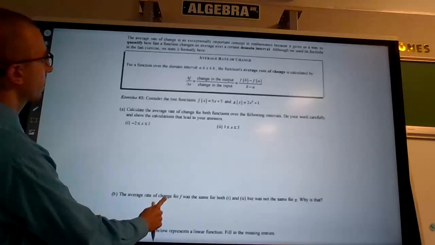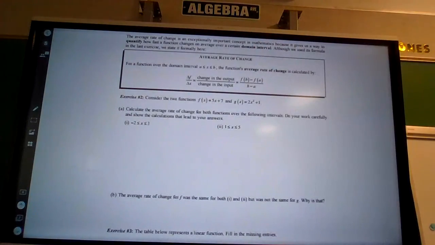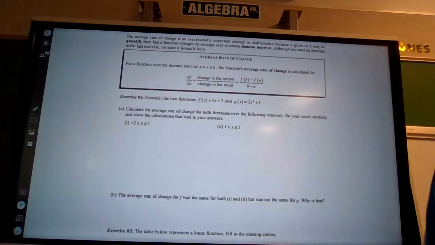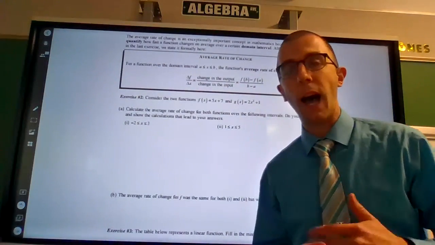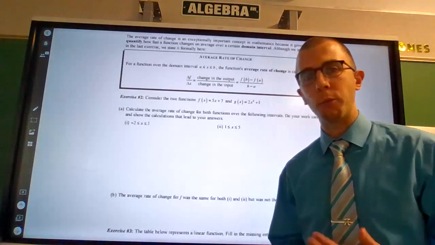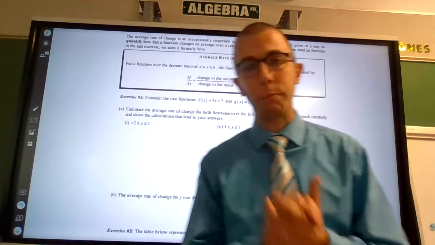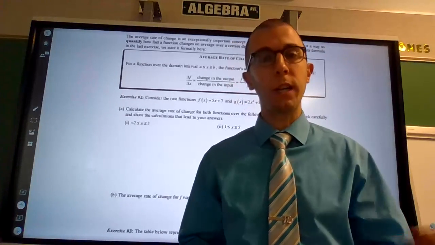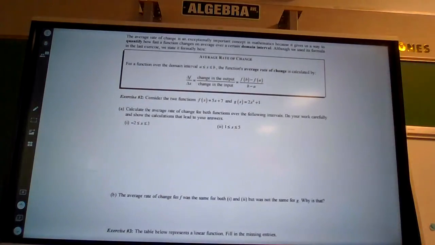On to the back. Again, it just reiterates that the average rate of change is an exceptionally important concept in mathematics because it gives us a way to quantify how fast a function changes on average over a certain domain interval. And in higher math, there's a lot of focus on comparing functions. Which one's changing faster? Why is it changing faster there? There's a lot of stuff that can be done with the average rate of change.